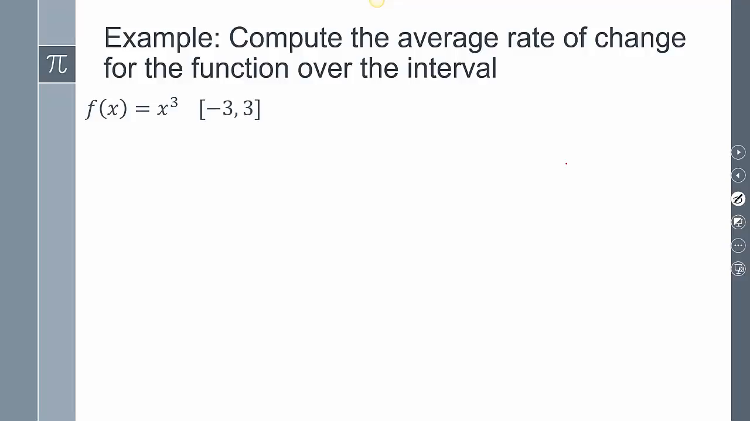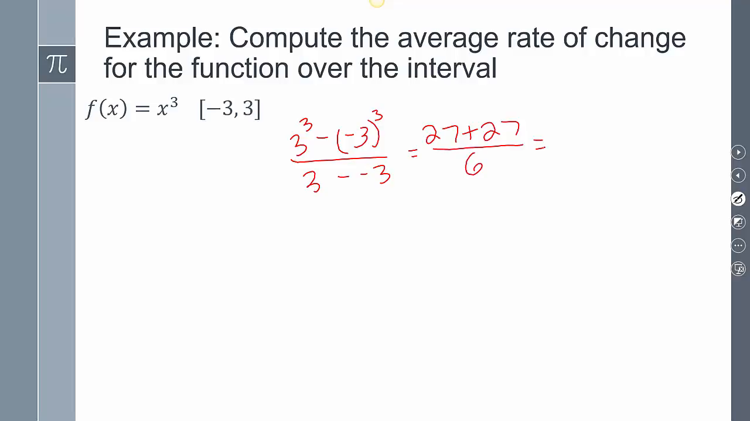And I'll do one more. So that's plugging in 3. So we get 3 cubed minus negative 3 cubed over 3 minus negative 3. So that gives me 27 plus 27 all over 6. So that's 54 over 6, which is 9.